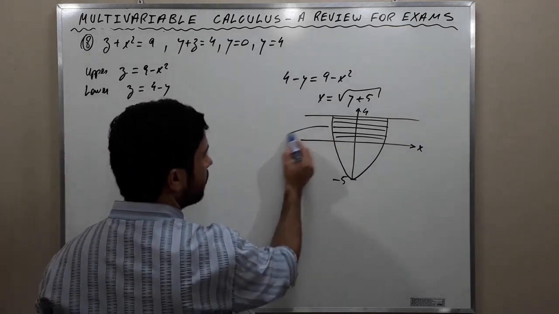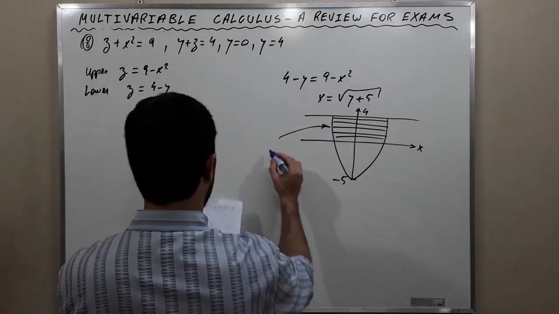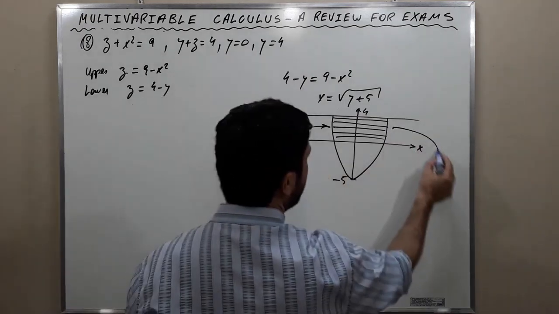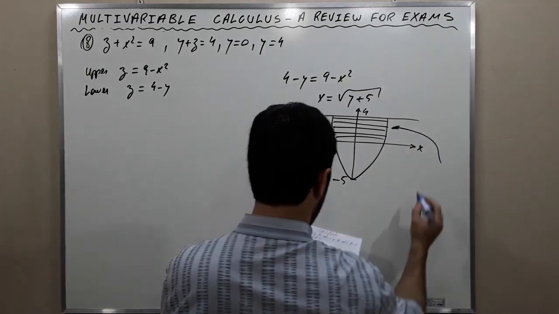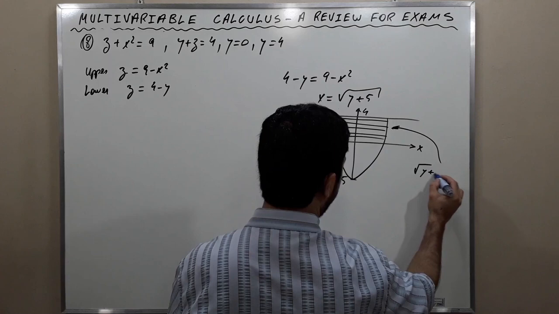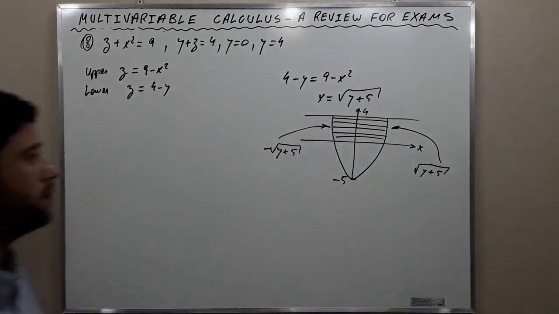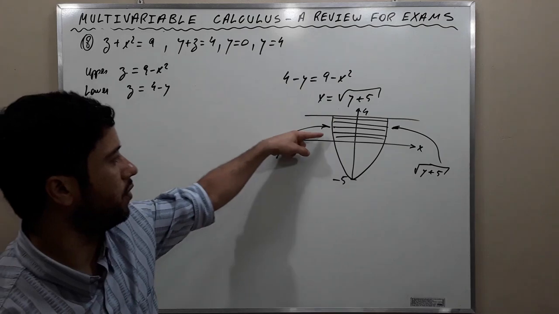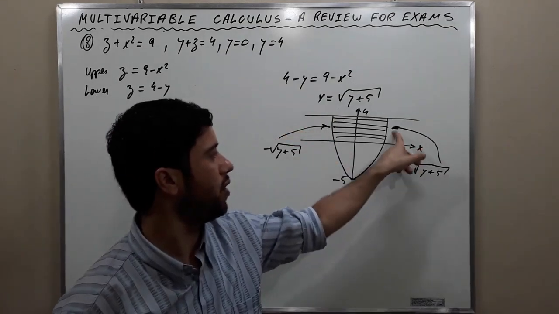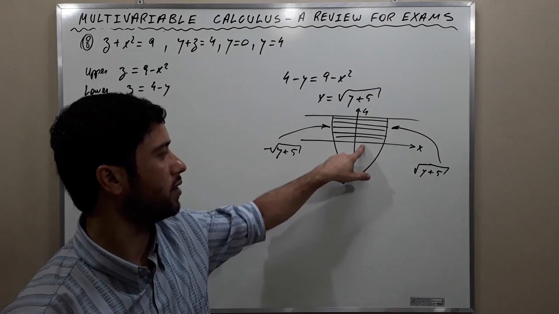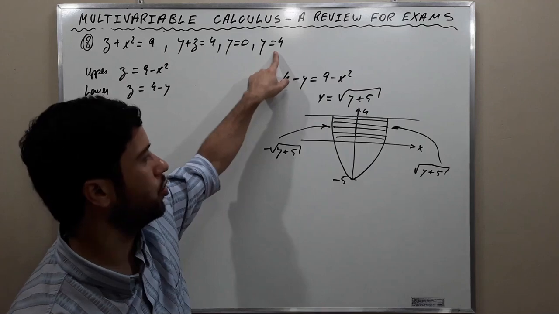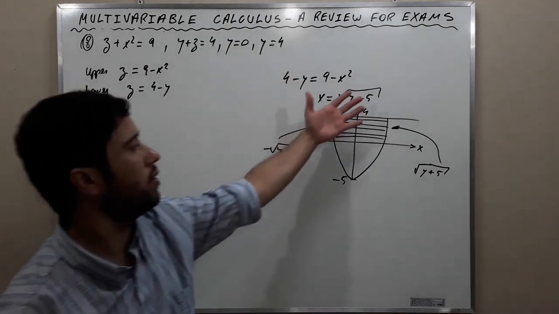And this boundary here is minus y plus 5. And this boundary here is the square root of y plus 5. Okay, these are the limits of the boundaries of the region over which we're integrating. This is this boundary here, this is this boundary here, this is the x-axis, or if you prefer, y equal to 0, and this is y equal to 4. Okay, we are integrating over this.